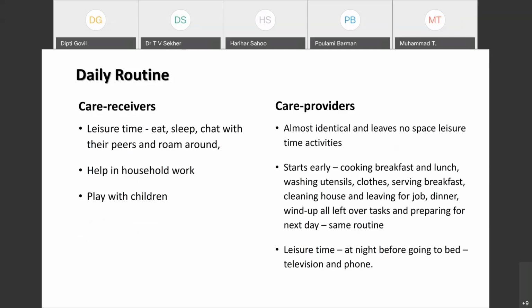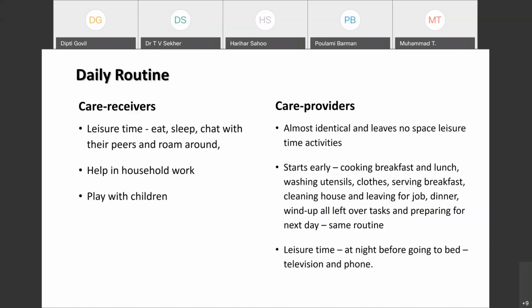So the daily routine of the care receivers either encompasses a lot of leisure time in which they eat, sleep, chat with their peers and roam around, or it is spent helping in the household and working along with household work or spending time with the children. Apart from that, the daily routine for all care providers is almost identical. It leaves no space for leisure activities. The day starts early, wherein they complete making food for the family, wash utensils and clothes, serve breakfast to all family members, and they leave for their job.